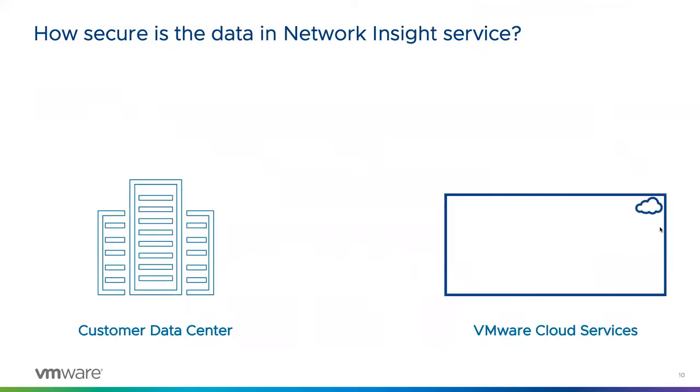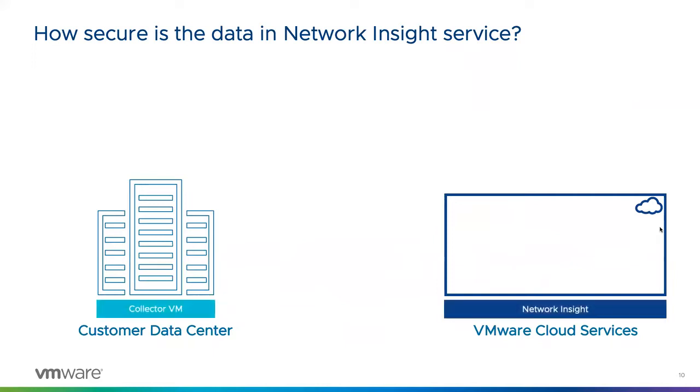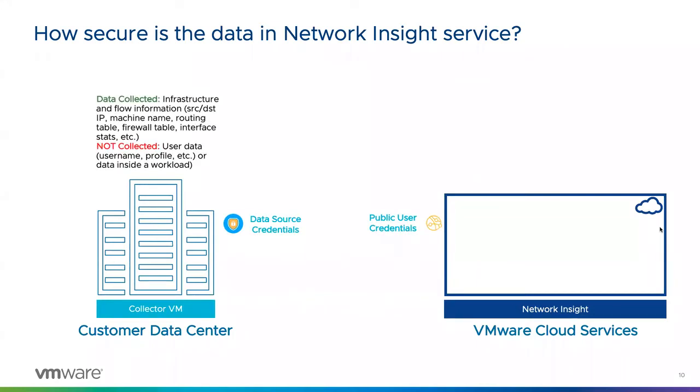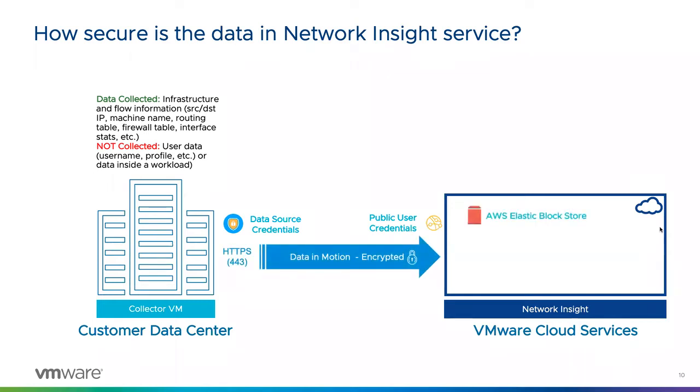So moving on, let's talk a little bit about how secure the data is in the Network Insight service. This is going to focus on data going from the customer data center through the collector to Network Insight VMware Cloud Services, where the platform would be hosted if you're utilizing vRealize Network Insight Cloud. Let me go ahead and let this slide build all the way out.